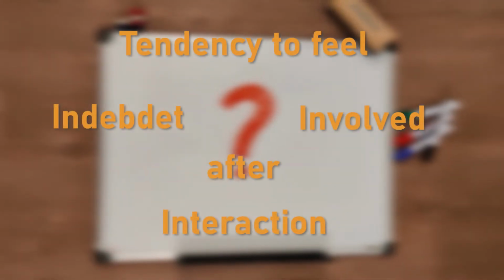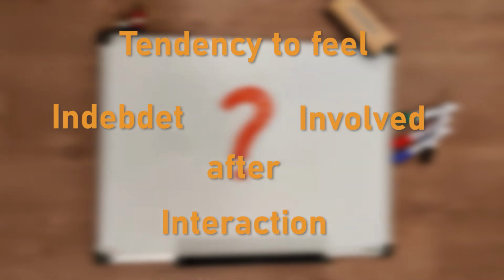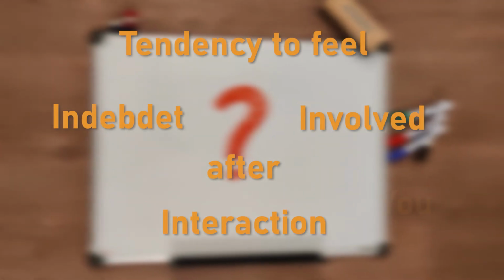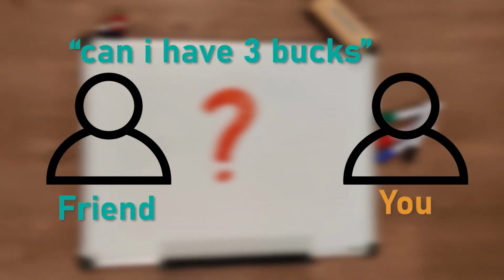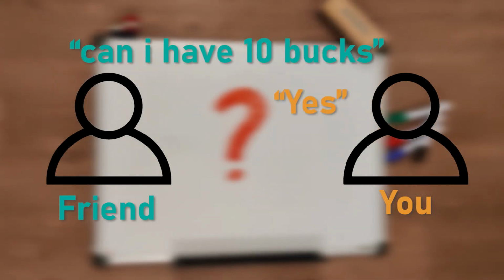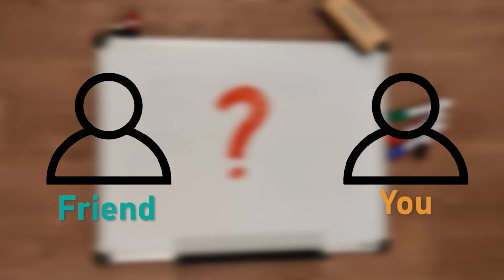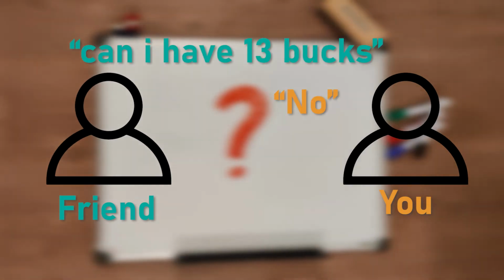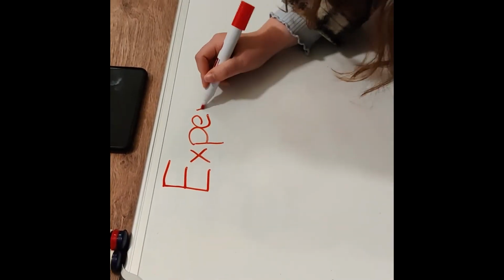Psychologists have found that the foot in the door technique works because of the human's tendency to feel indebted or involved to something or someone after they've had some level of interaction with that person or entity. An example could be that you have a friend who asks you for $3. You then give it. Later they ask for $10. You are now more compelled to also give the $10, more so than you were to give $13 to start with.